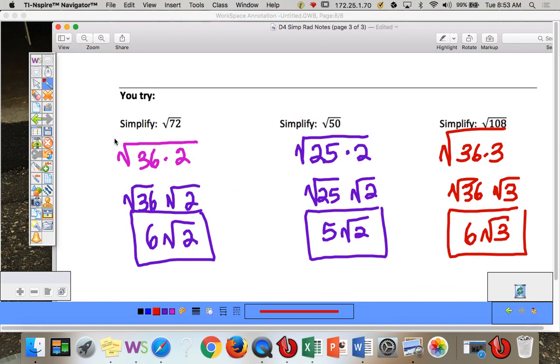All right, so your assignment, you'll be practicing this. And I think on the worksheet, there's a way for you to check your answers as well.